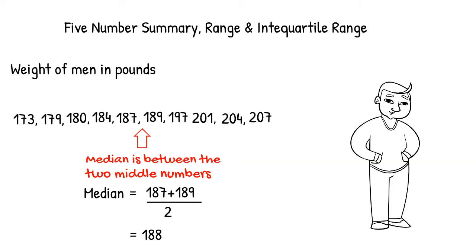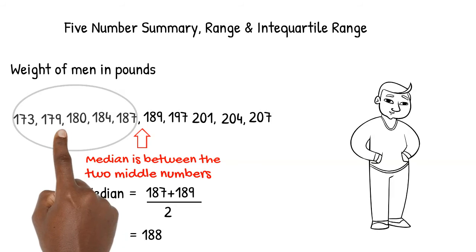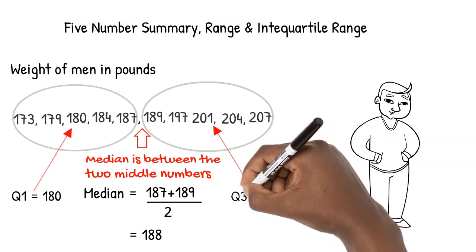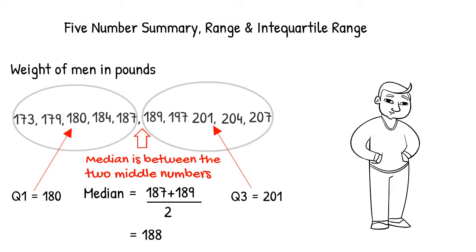To find the lower quartile, we find the median of the lower half of the numbers. But there is no number in the middle of the list to ignore in this case. Our lower quartile is 180 pounds. To find the upper quartile, we find the median of the upper half of the numbers. The upper quartile is 201 pounds.